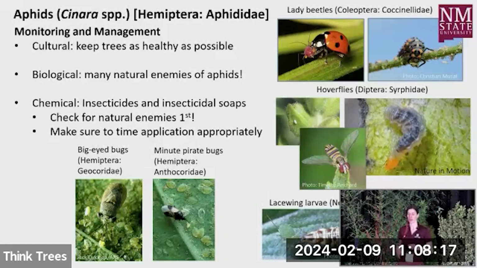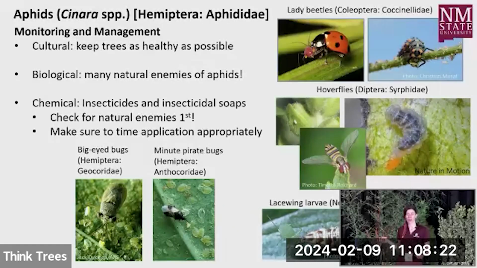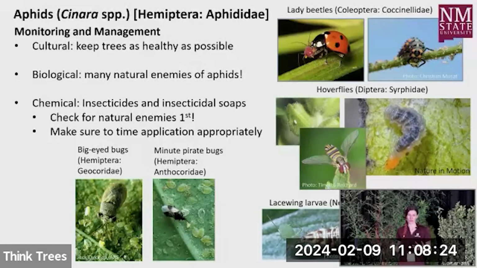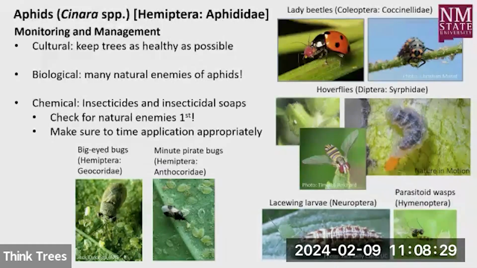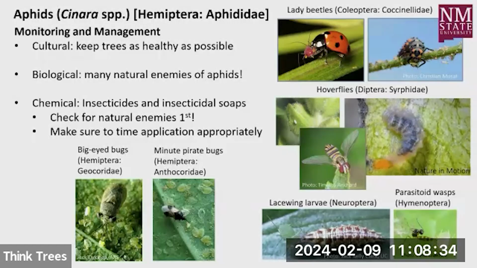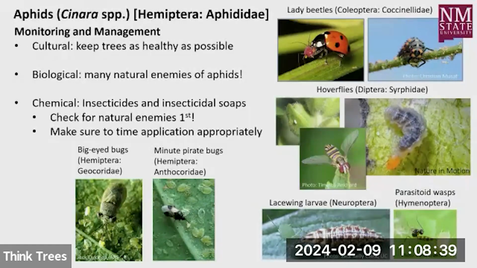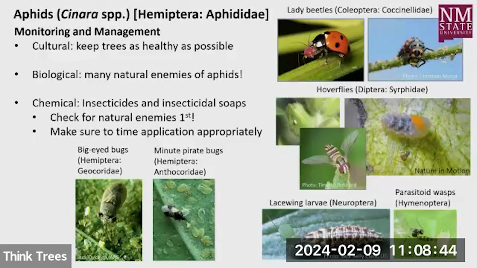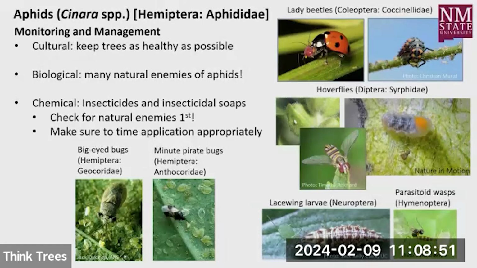Another good thing about these hoverflies is that they are pollinators as well, generalist pollinators, very beneficial. We have things like lacewing larvae, parasitoid wasps, big-eyed bugs, minute pirate bugs, and these are all feeding on different stages of aphids and other soft-bodied insects as well. Some of these you can encourage in your landscapes, and some of them you can actually purchase. It depends on what pest you're dealing with, but I'll talk a little more about how to attract some of these beneficials at the end.